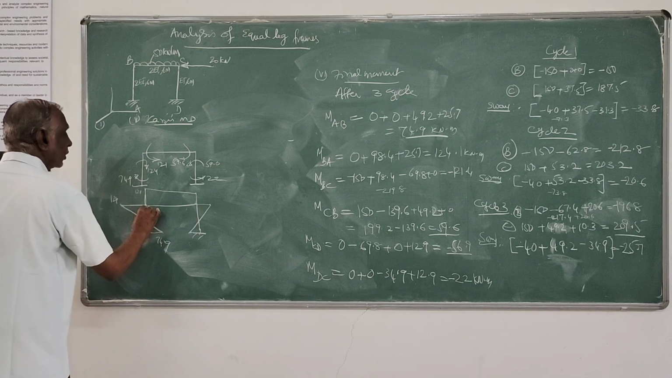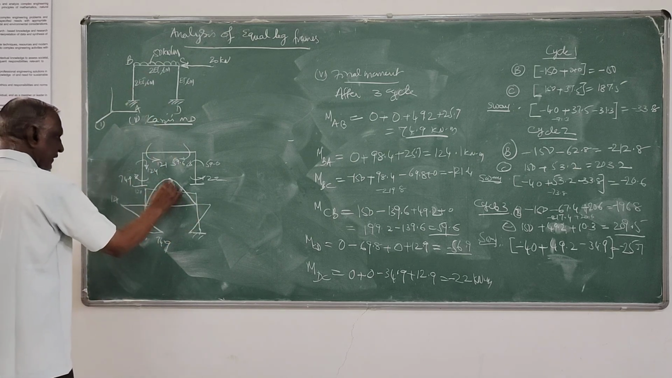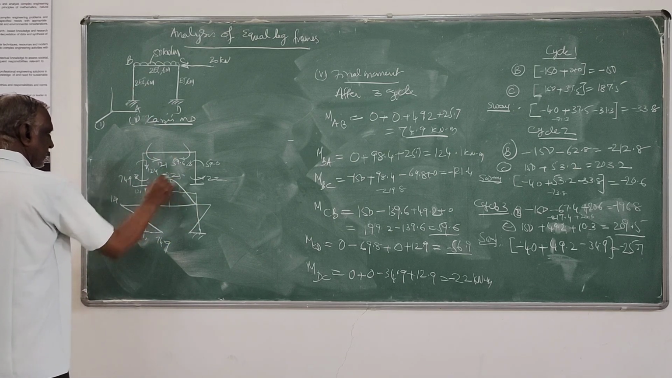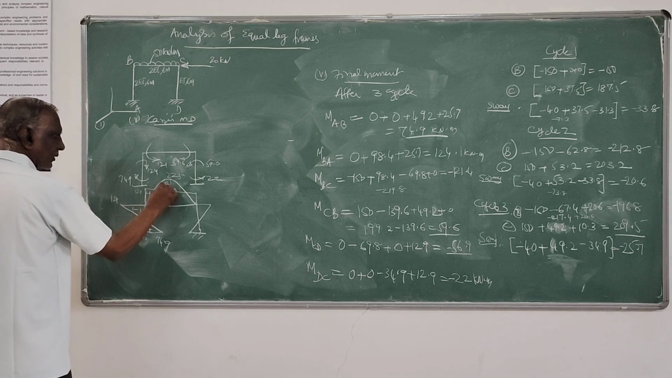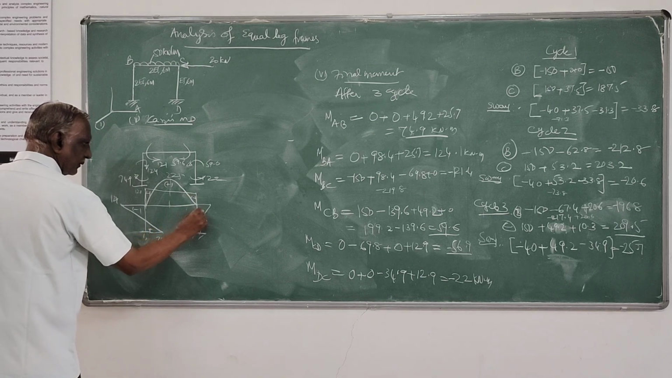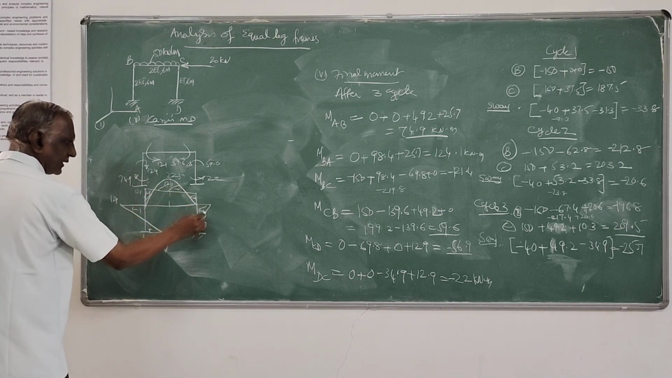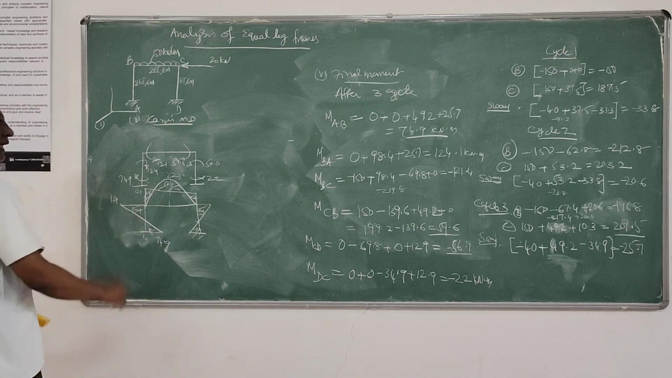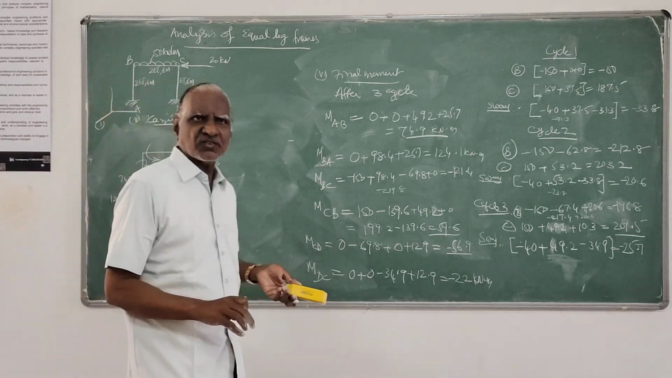And superpose the free moment diagram. That's WL squared by 8, that is 224. So this is negative, positive, negative, positive, negative, positive. So this is your bending moment diagram due to the unequal leg sway frame.